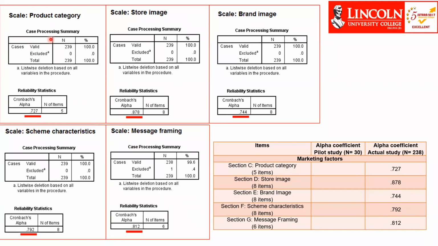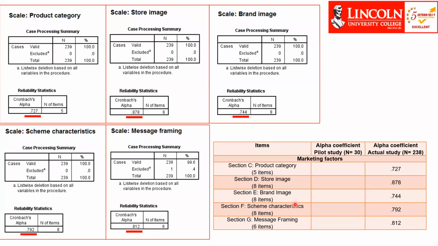For product category, you have 5 items, which give 0.727. For store image, you have 0.8 for 8 items. For brand image, there were 8 items as well, and I have 0.7. For scheme characteristics, you have 8 items, and I have 0.79. And for message framing, you have 6 items with 0.81.